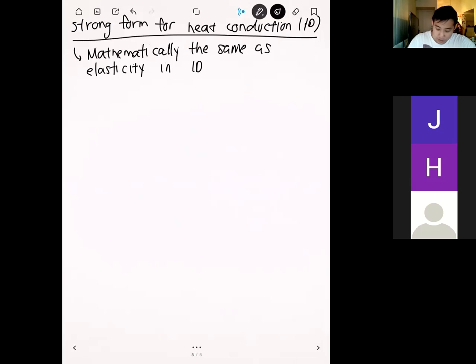And so, mathematically, it's going to be the same. So actually, for the rest of lecture today, we're just going to be repeating a lot of the things that we did last lecture. But where there's going to be a difference is in 2D.